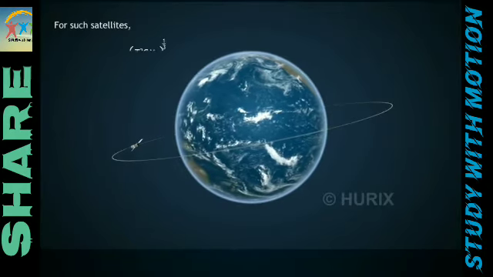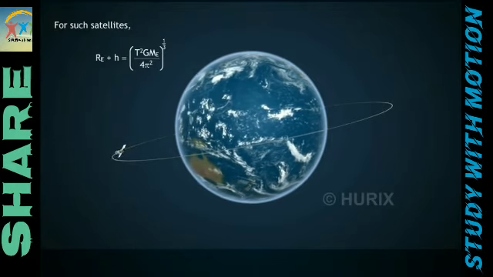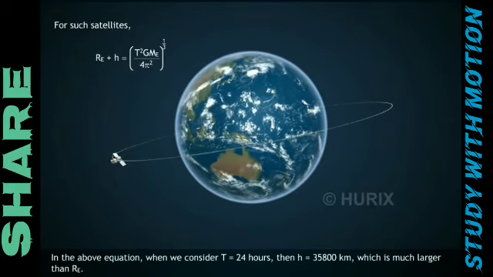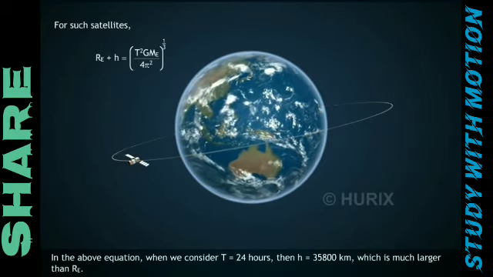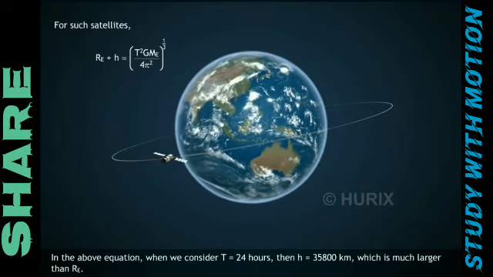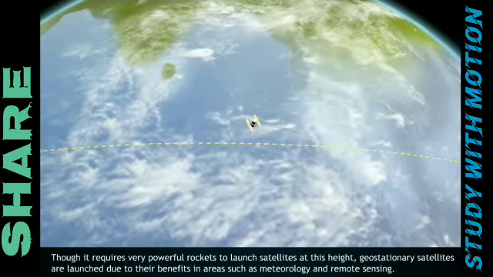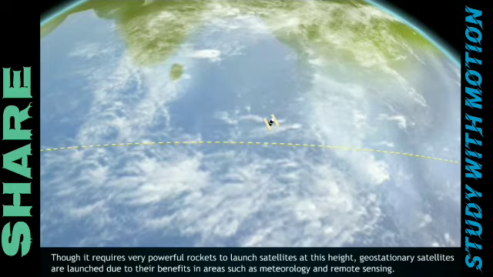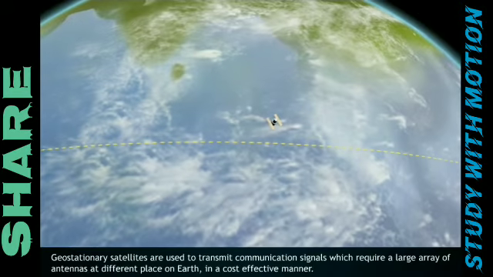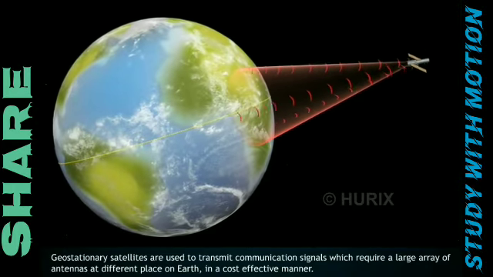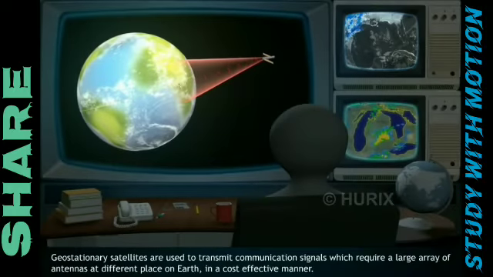For such satellites, Re plus h equals T squared G Me by 4 pi squared, the whole raised to 1 by 3. In the above equation, when we consider T equals 24 hours, then h equals 35,800 kilometers, which is much larger than Re. Though it requires very powerful rockets to launch satellites at this height, geostationary satellites are launched due to their benefits in areas such as meteorology and remote sensing. Geostationary satellites are used to transmit communication signals, which require a large array of antennas at different places on Earth, in a cost-effective manner.